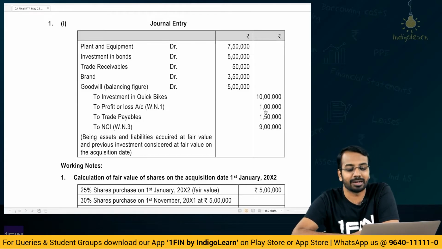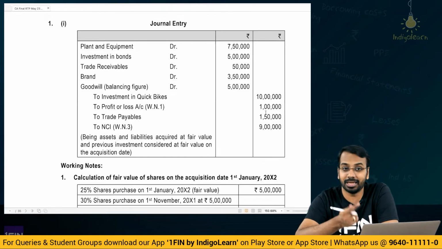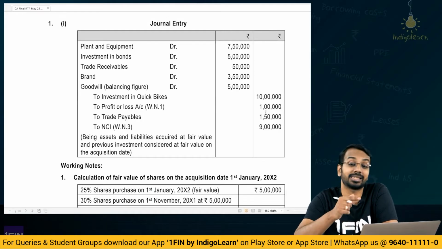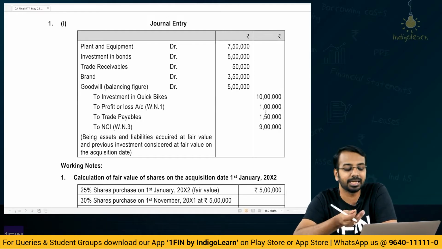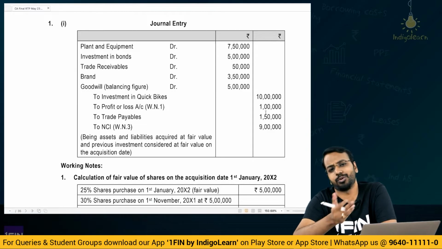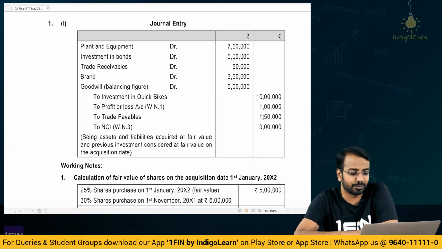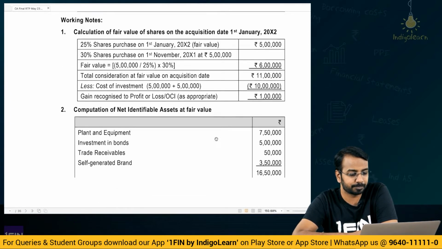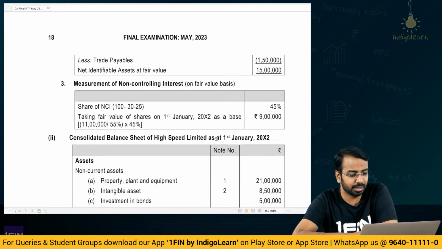To P&L 1 lakh. What is this P&L 1 lakh? The gain. See, 5 lakh is the cost, 6 lakhs is the fair value. The difference of 1 lakh, it can be to P&L or it can be to OCI. Then to trade payables 150 and to non-controlling interest 9 lakh. So all of this we have calculated. You can look at the working notes as well, right? Then net assets we have already done.